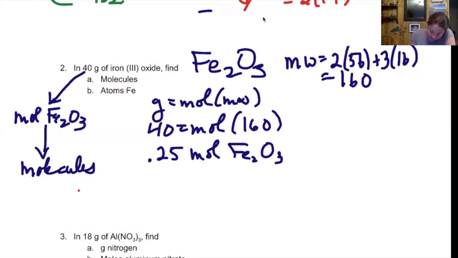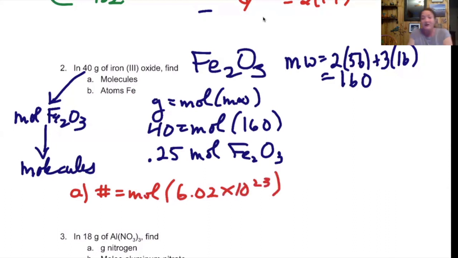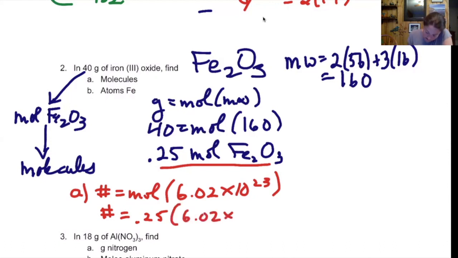I'm going to use the formula number equals moles times Avogadro's number. Whatever it is I plug in the moles of is what I get the number of. So if I plug in the moles of Fe2O3, I will get the number of Fe2O3 molecules. If I plugged in the moles of just Fe, I would get the number of Fe atoms. If I plugged in the moles of O, I would get the number of O atoms. So 0.25 times 6.02 times 10 to the 23rd equals 1.5 times 10 to the 23rd molecules.